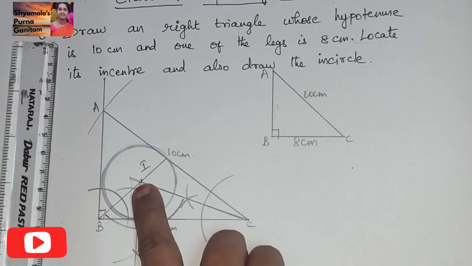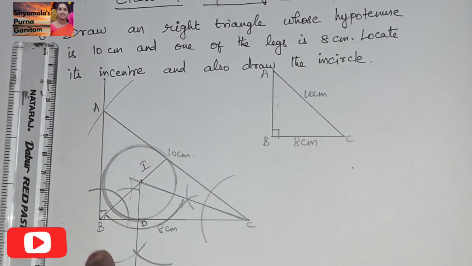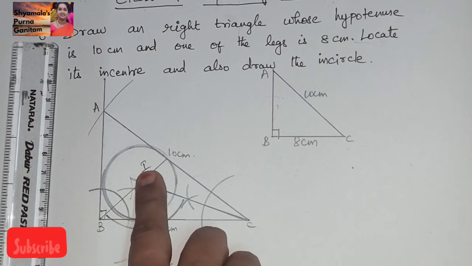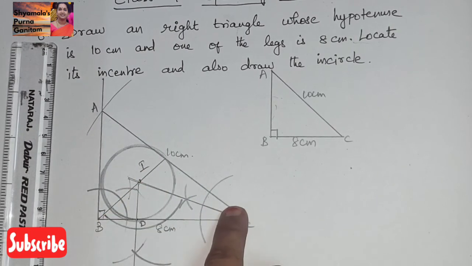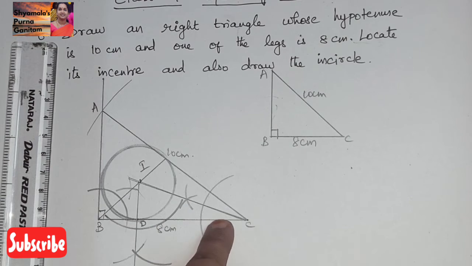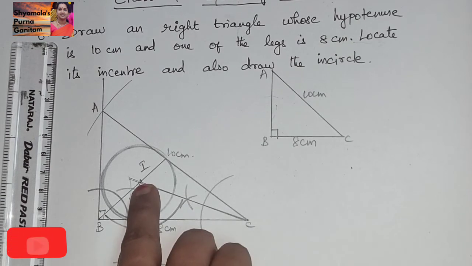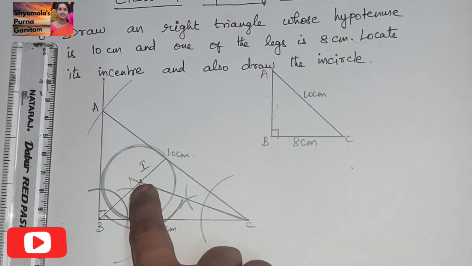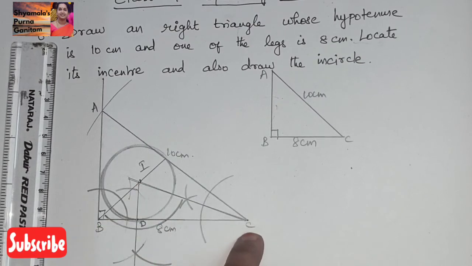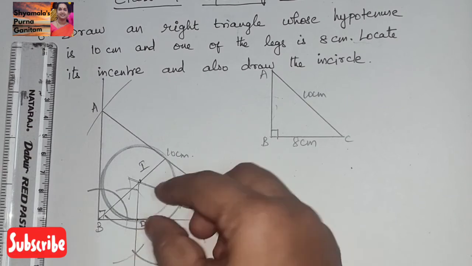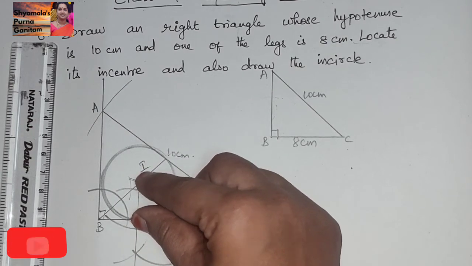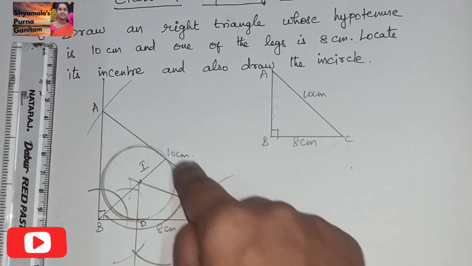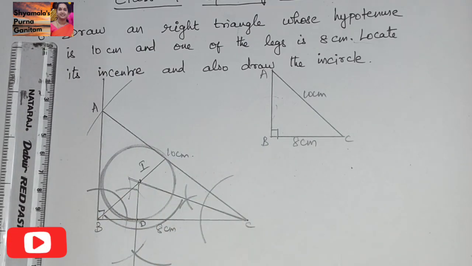So we were asked to construct a triangle first, then locate the incenter. By the intersection of the angle bisectors, we got the incenter. Then we'll draw a perpendicular line from the incenter to any one side of the triangle. Then that measurement will be the radius for the circle that we'll be drawing inside the triangle.